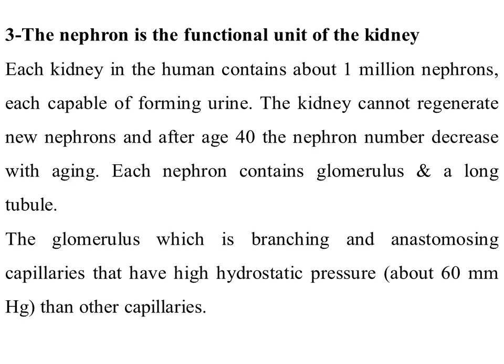So, the glomerulus, which is a branching and anastomosing of the capillary. مثل ما ذكرنا الجلوميرولس هي الكبيبة، هي عبارة عن التفرعات والتشابكات من الكابيلاريز that have a high hydrostatic pressure. الهيدروستاتيك pressure فيها كلش عالي. It is about 60 millimeter mercury than other capillary، يعني أعلى من الكابيلاريز السابقة، من الكابيلاريز الموجودة in all the body.